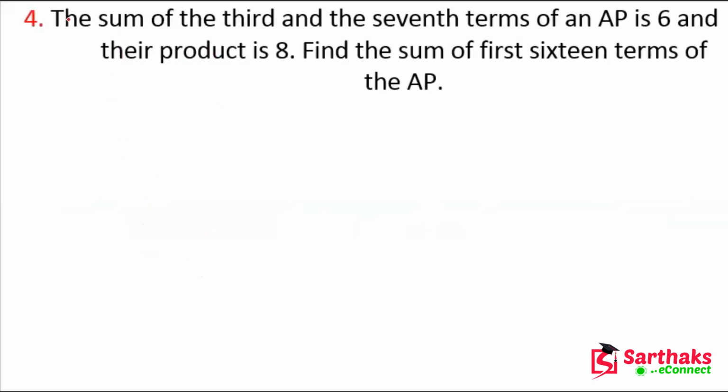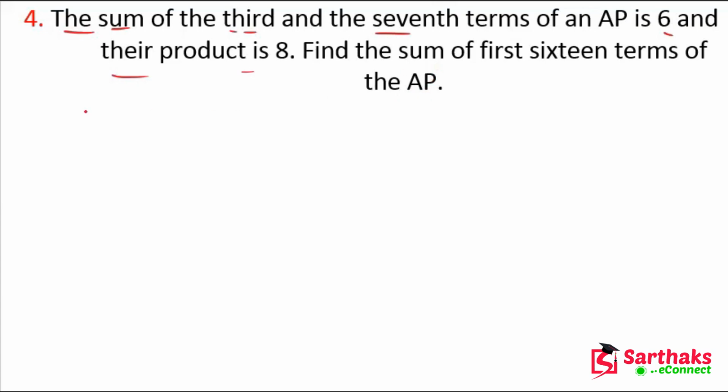Now let's move on. The next question is: the sum of the third and the seventh term of an AP is 6 and their product is 8. Find the sum of the first 16 terms of the AP. For finding the sum of the first 16 terms of an AP, we have to find the value of the first term and the common difference. So how can we find it?